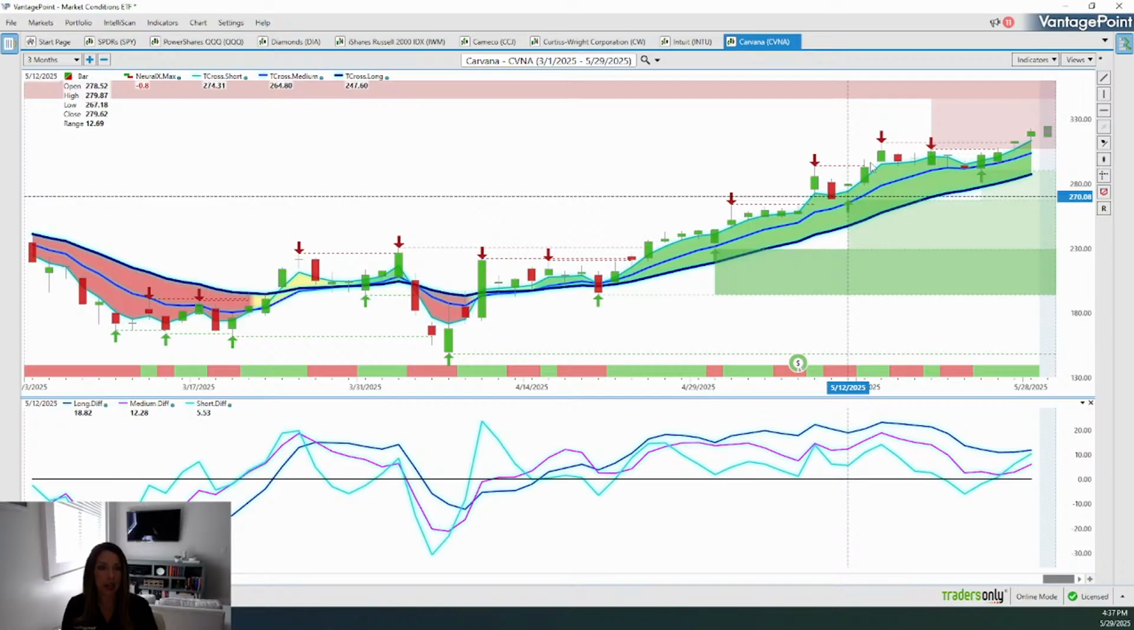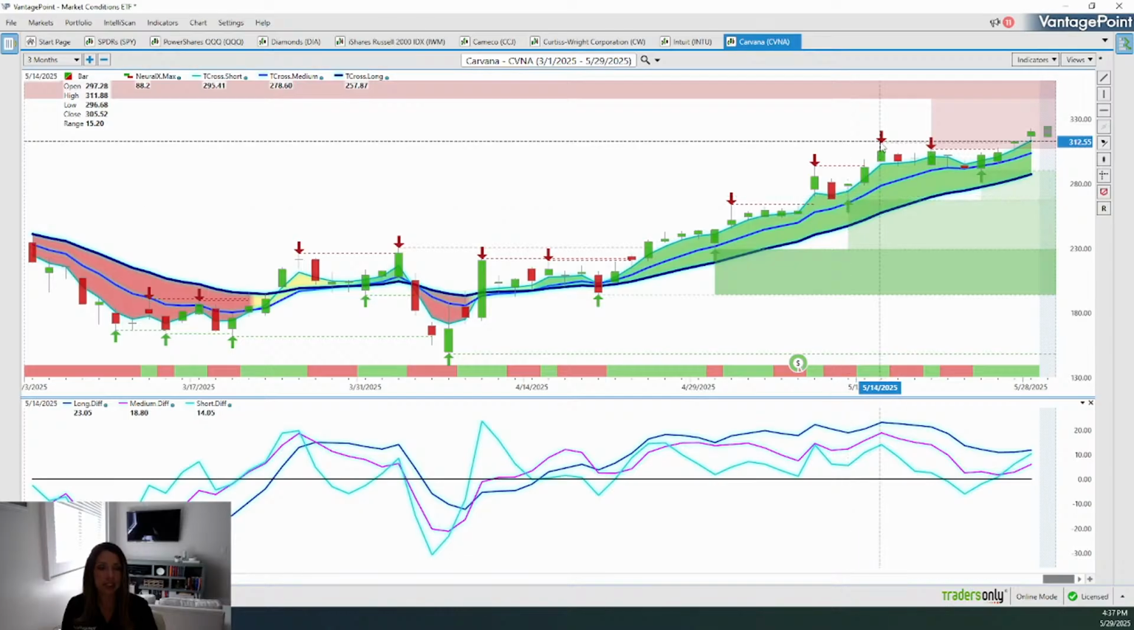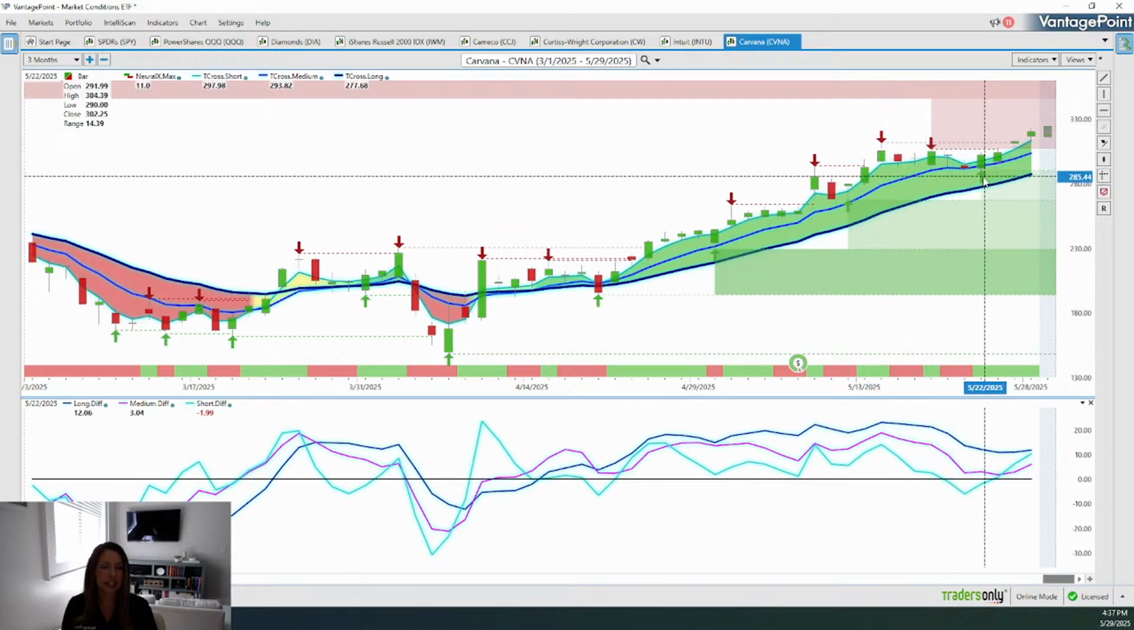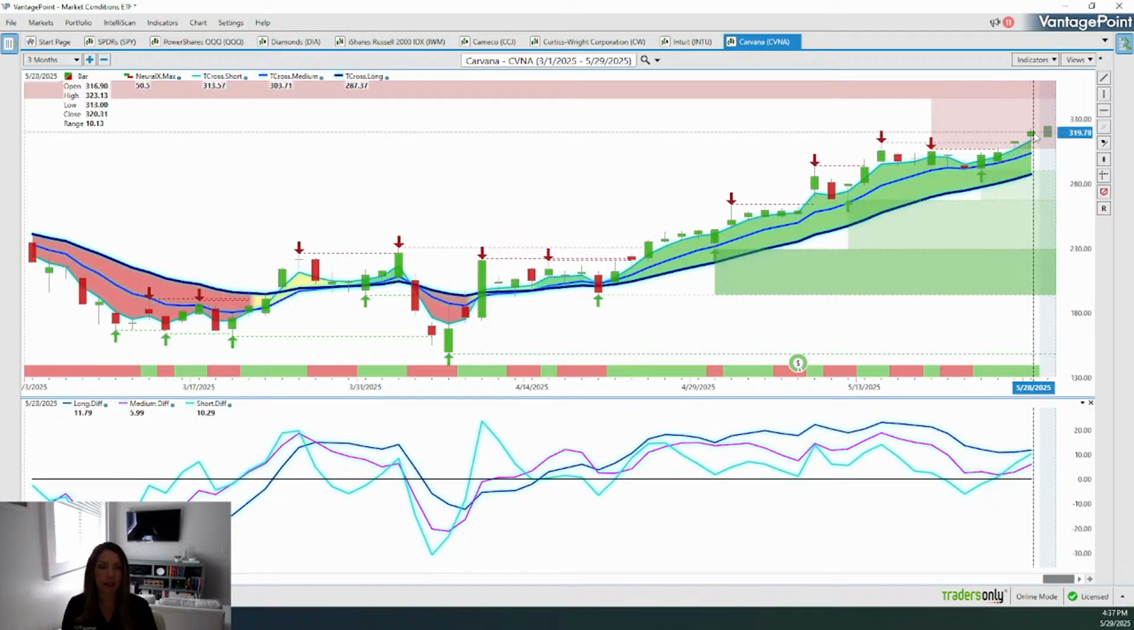All right, so again, hitting up against that resistance when we're really far away from the T-cross long, and then coming on back down to test a level of support before bouncing on back up to try to break through that resistance level. And we can see we had 2 closes above that resistance level, signifying the official break of that resistance as well.